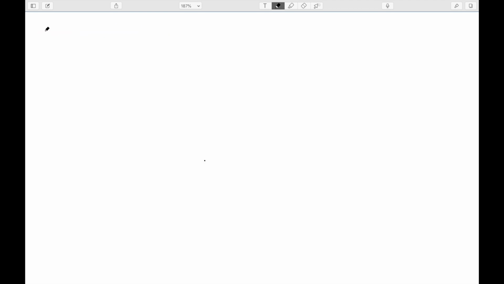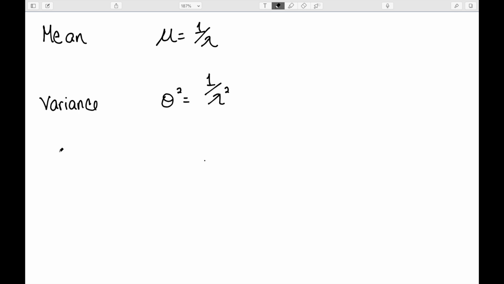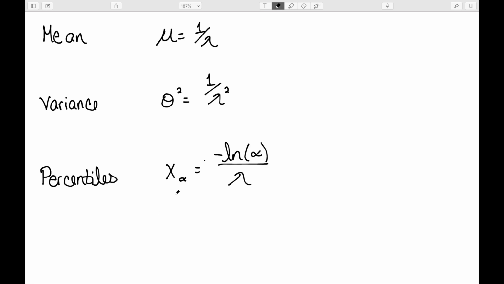Some basic properties of this exponential distribution. The mean, mu, is given by 1 over lambda. The variance is 1 over lambda squared. And the percentiles, x sub alpha, is given by negative ln of alpha over lambda.